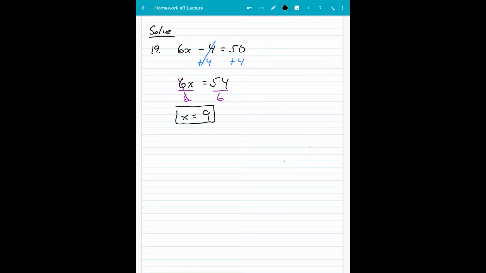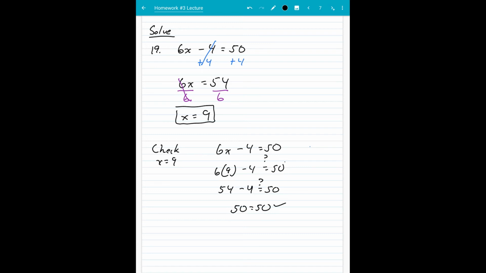So the cool thing with all of these algebra problems is that you can check your answers. So if you wanted to check your answer, let's say we're going to check x equals 9, we're going to take our original problem and we're going to substitute the 9 into x. So 6 times 9 minus 4 equals 50. Does it equal 50? So 9 times 6 makes 54 minus 4. Does it equal 50? 54 minus 4 is 50 equals 50. Yes, it does. So that means this answer is correct. You know you are correct as long as you handled your algebra correctly when checking it.